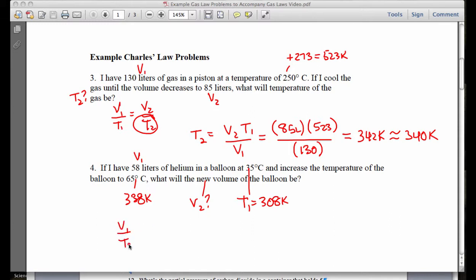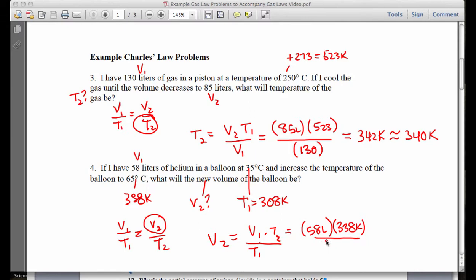So V1 over T1 equals V2, what I'm seeking, over T2. Solving for V2, we'd have V1 over T1 times T2. And you get 58 liters, 338 Kelvin over 308 Kelvin, and we see it as 63.6 liters, but maintaining sig figs, we'll say it's approximately 64 liters.